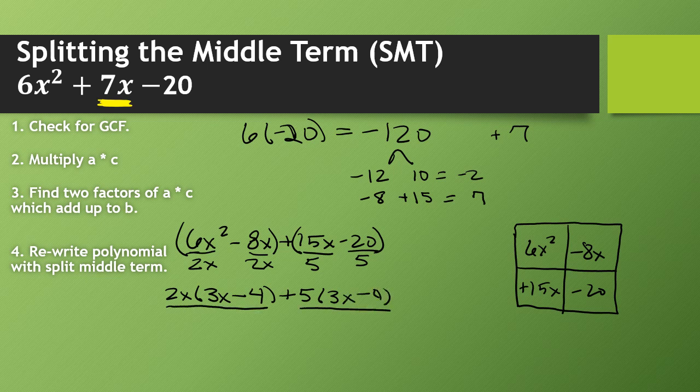Underline term 1, underline term 2. Determine if they have anything in common, and I do see that they have a 3x minus 4 in common. When I reduce those down to 1, I can take out a 3x minus 4, that's the greatest common factor, and I am left with 2x plus 5.